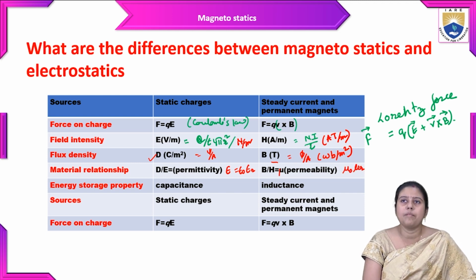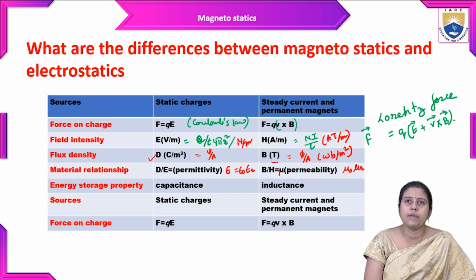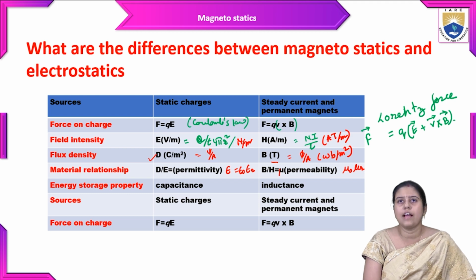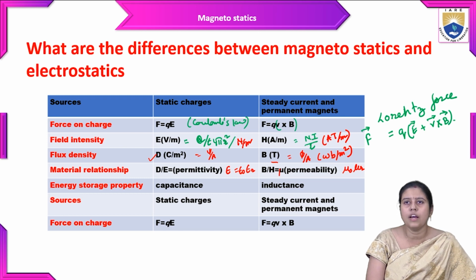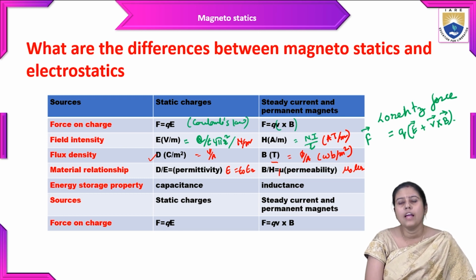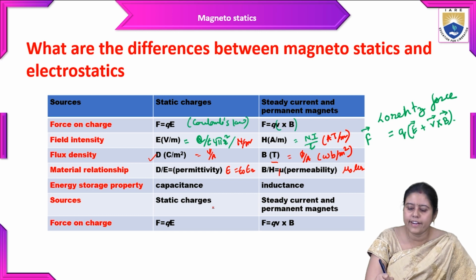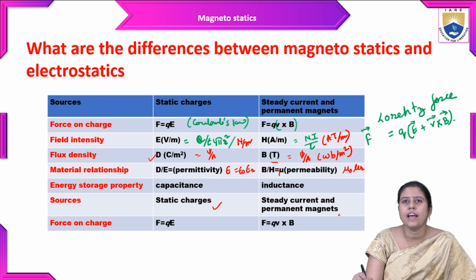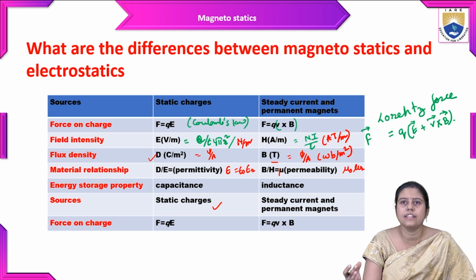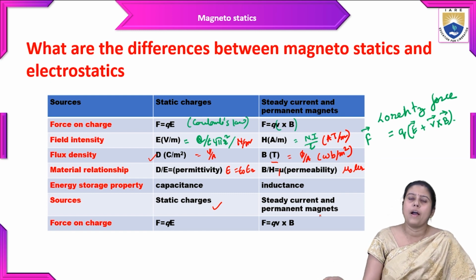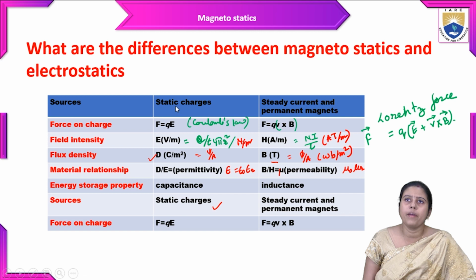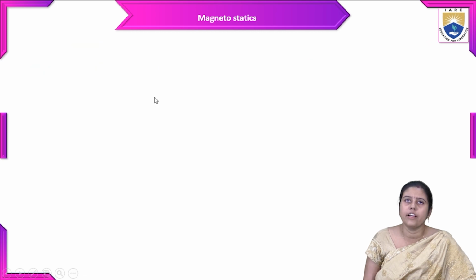Then we can discuss the energy storage capacity. For an electric field, the energy is stored in the capacitance, and for the magnetic field, energy is stored in the inductance. The source is static charges in one case, and steady state current in the other. What is the source? If there are static charges, we say it is electrostatics. For magnetostatics, it is either steady current or DC current or a permanent magnet. So these are the main differences between magnetostatics and electrostatics.